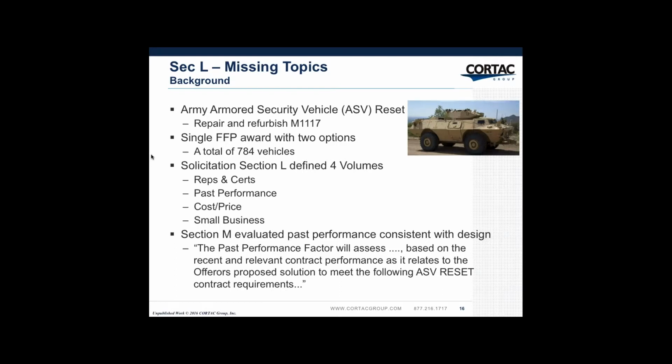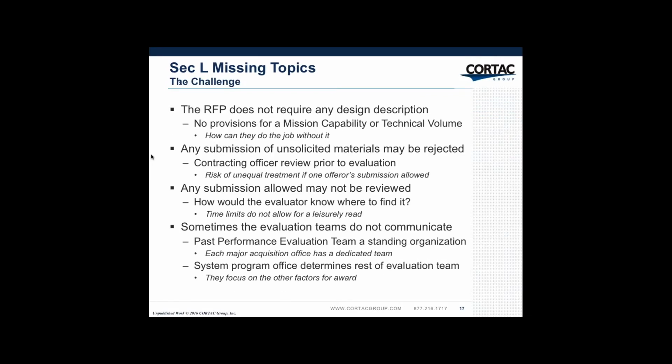In Section M, under past performance, they said it was going to be evaluated consistent with the design, and that was the text they actually used, as it relates to the offeror's proposed solution. So now you have a case where Section M for past performance is going to look at the proposed solution, and if your past performance is consistent with your proposal, they're going to give you credit for it. The RFP does not require any design description.